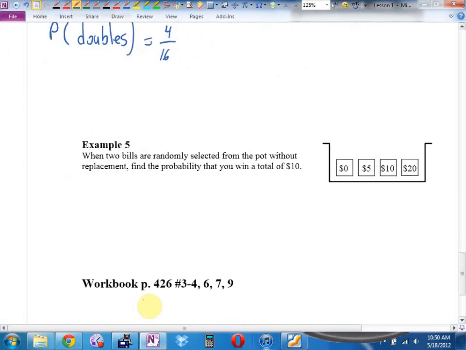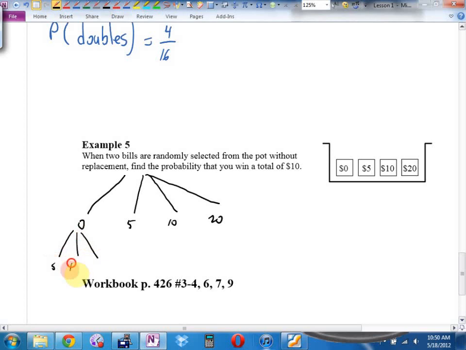Example 5. 2 bills are randomly selected from the pot without replacement. Find the probability that you win a total of $10, no more, no less. Okay. I guess my first branch I'm going to have 1, 2, 3, 4 possibilities: 0, 5, 10, 20. But then, Katie, if I walk down this branch, I think there's only 3 possibilities. I've already picked the 0. Down this branch, still left is a 5, a 10, or a 20. Yes? Down this branch, still left is a 0, a 10, or a 20.